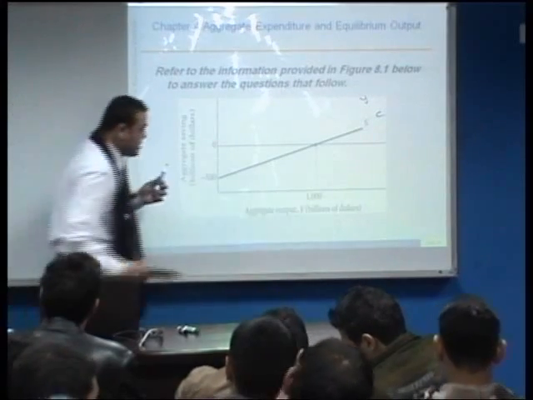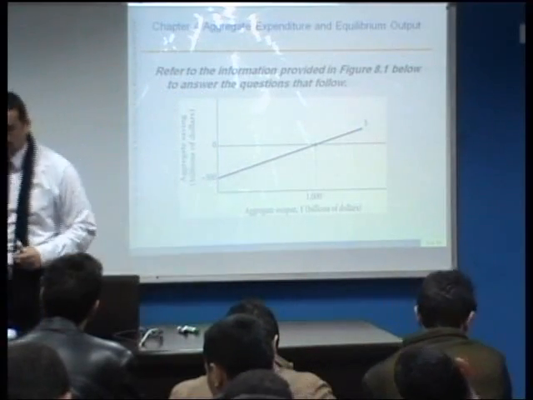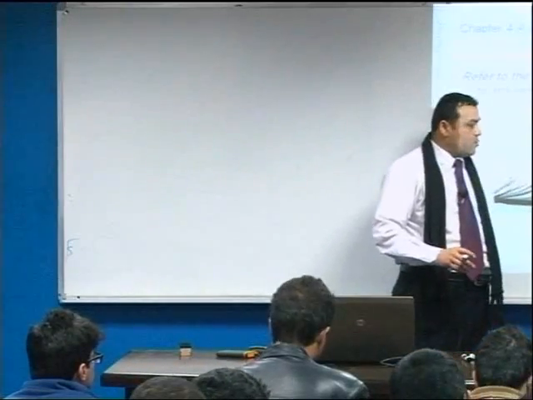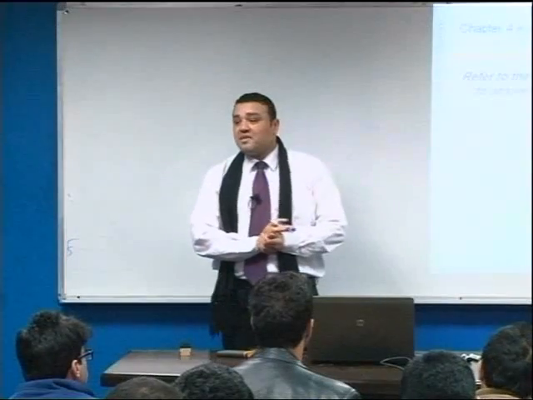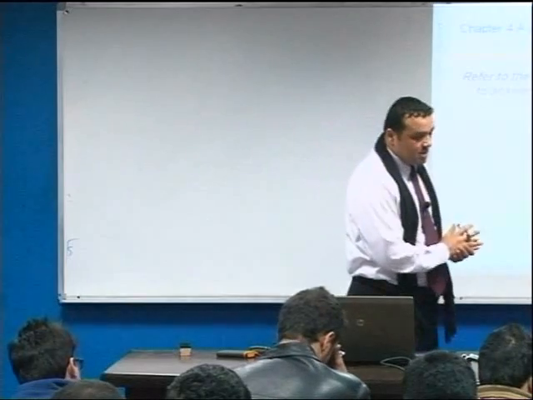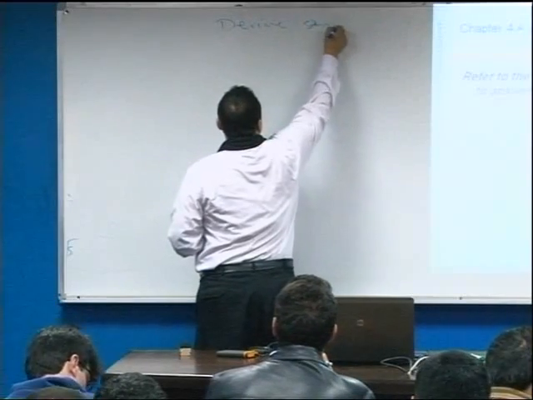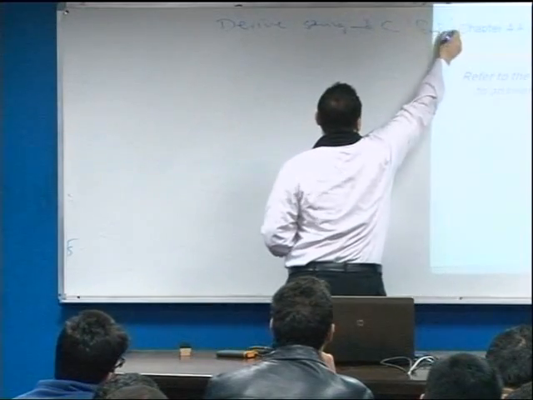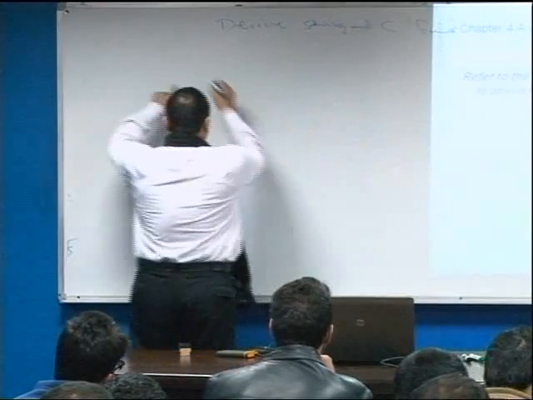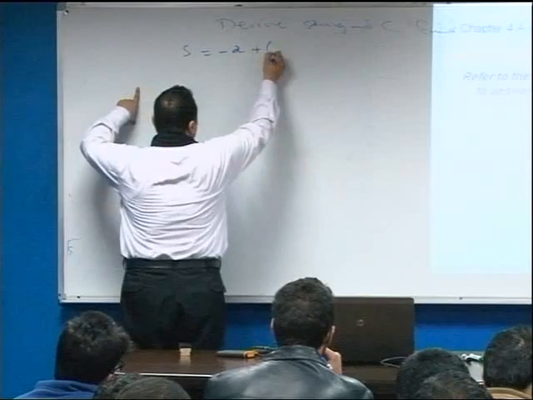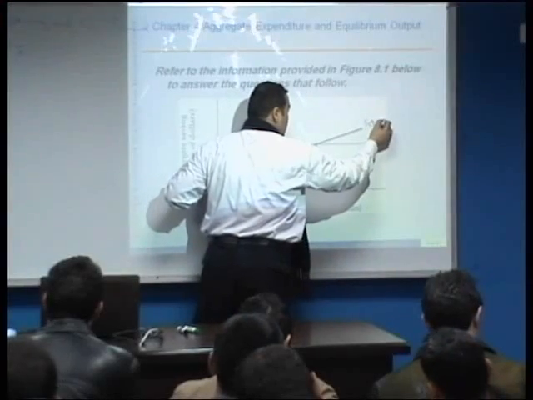Let's go back to this figure. As you see, this is the saving function, or the saving line. At saving equals 0, Y must equal C. The question is to derive the saving function and the consumption function, which includes MPC and MPS, from this diagram. To derive the saving function, as you know, saving equals minus A plus 1 minus B times Y. From this diagram, this is the saving line.